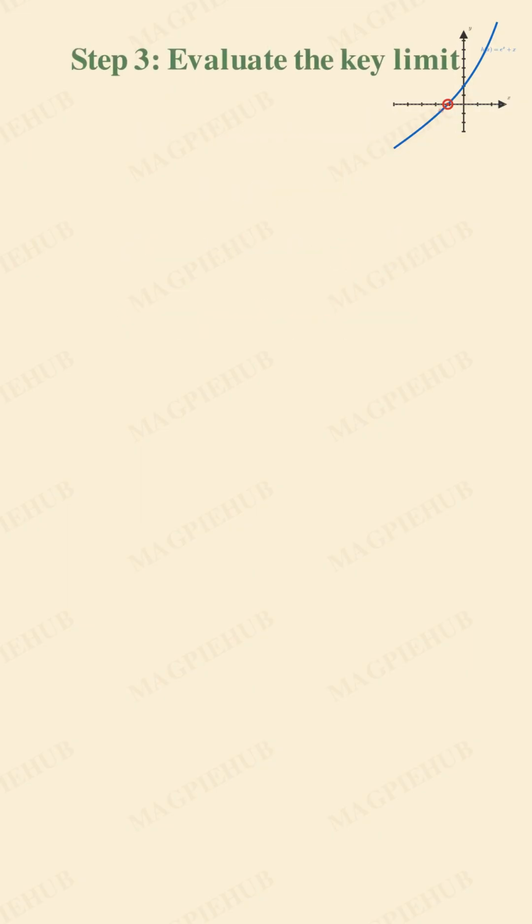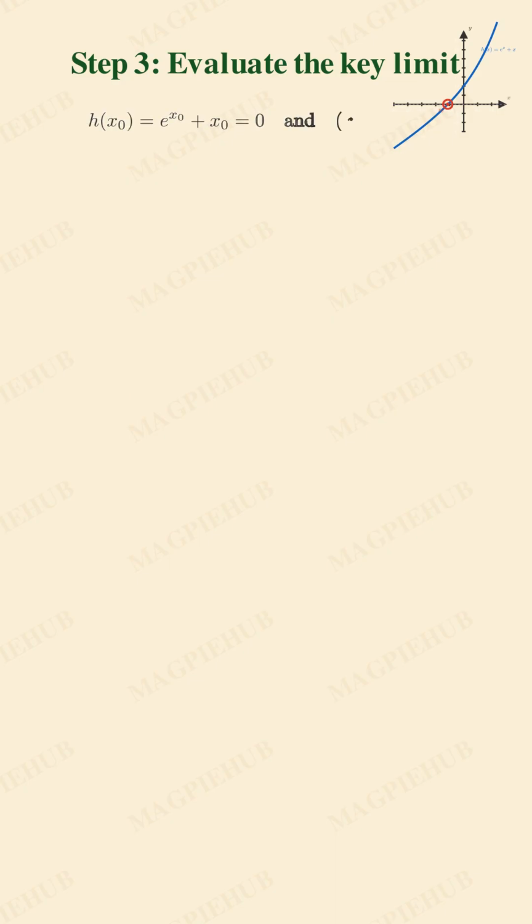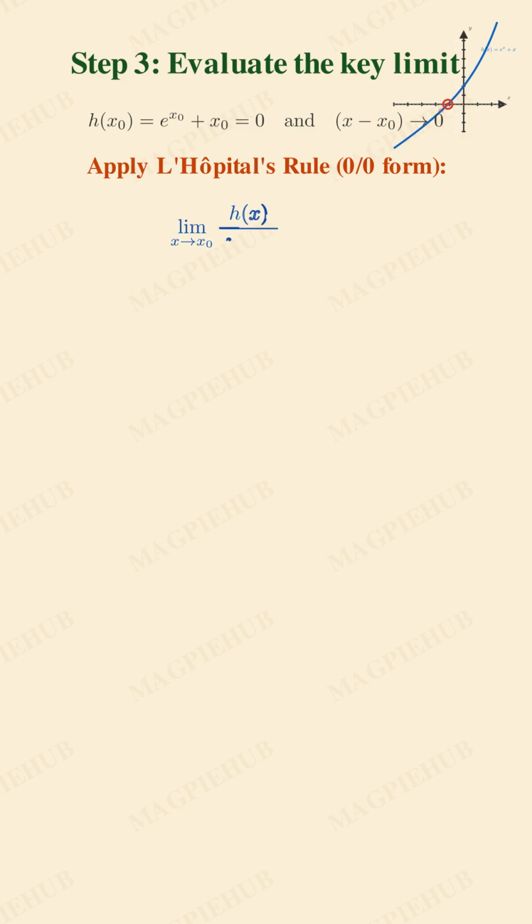Step 3. As x approaches x naught, both h of x and x minus x naught approach 0. This is a 0 over 0 form, so we apply L'Hopital's rule. The limit of h of x over x minus x naught equals h prime of x naught. Since h prime of x is e to the x plus 1, we get h prime of x naught equals e to the x naught plus 1, which is negative x naught plus 1, or 1 minus x naught.